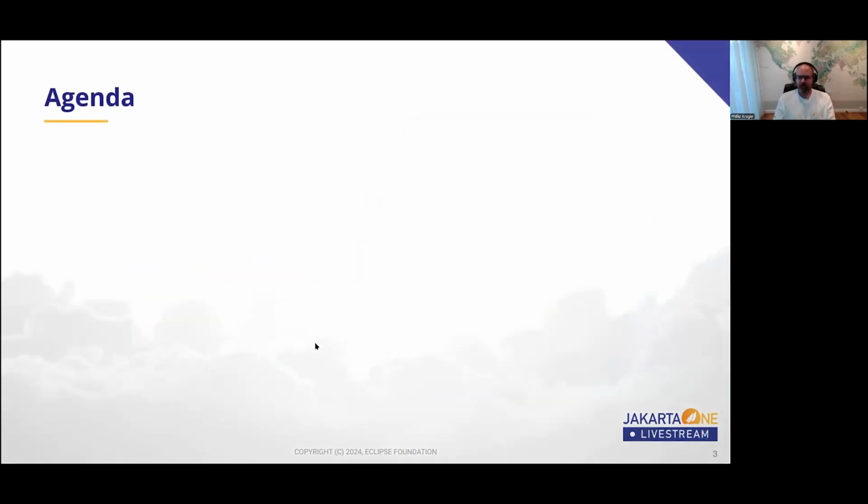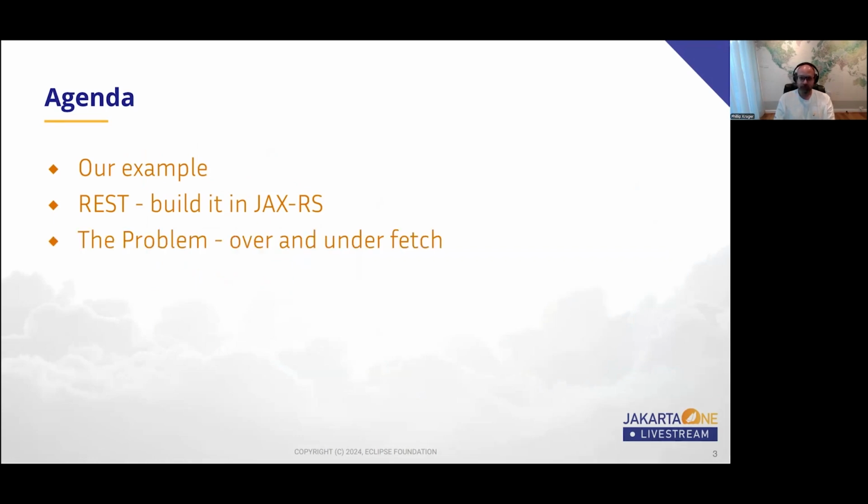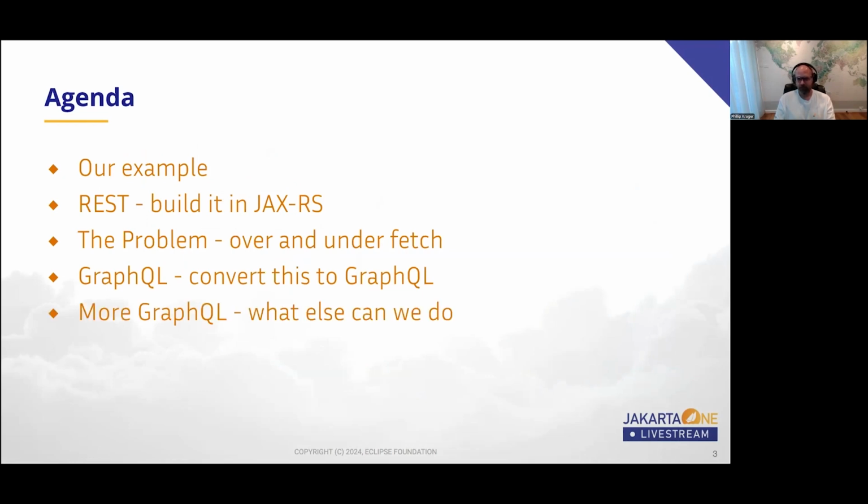So our agenda for today, we're going to first explain our example just to set the scene or the context. Then we will look at a REST example, how this example is built in JakartaOne. This should describe the problem of over and under fetching. And then we will convert it to GraphQL to see how GraphQL solves this problem. And then we'll look a little bit more at GraphQL and what else we can do. And then we'll take some questions.